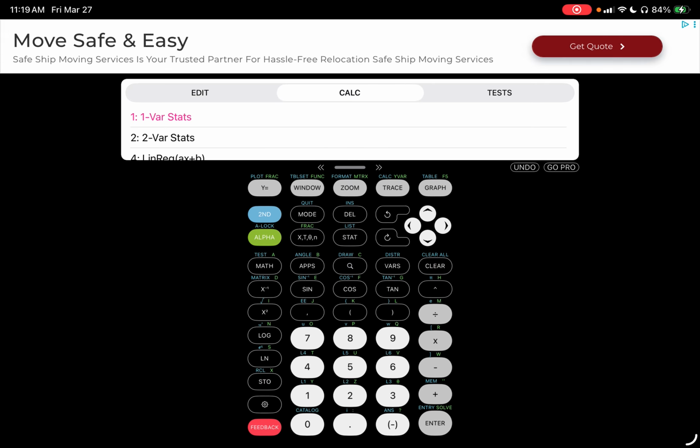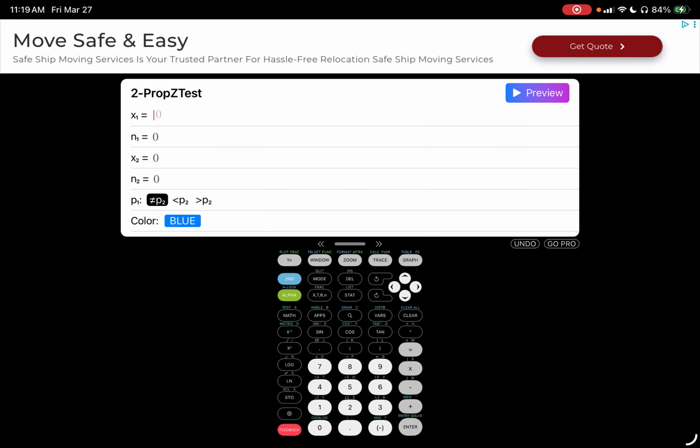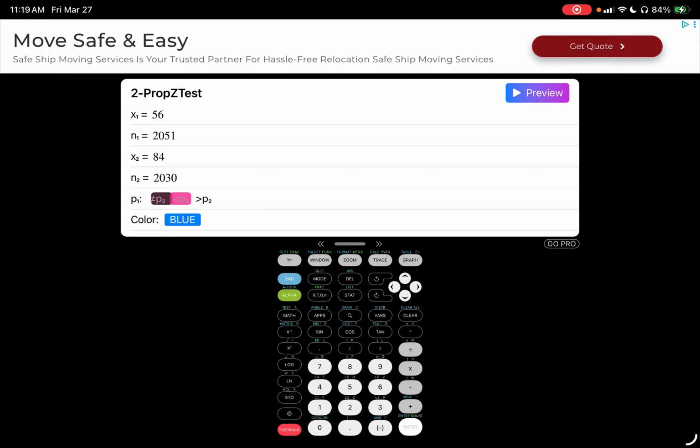And then the only difference is if you were to use a 2 proportion, is that you have N1, X1, X2, N2, and then P is not equal to P2, P1 is less than P2, and greater than. So I can show you just real quick here what we just saw on number 3. So 56 over 2051, and then 84 over 2030.